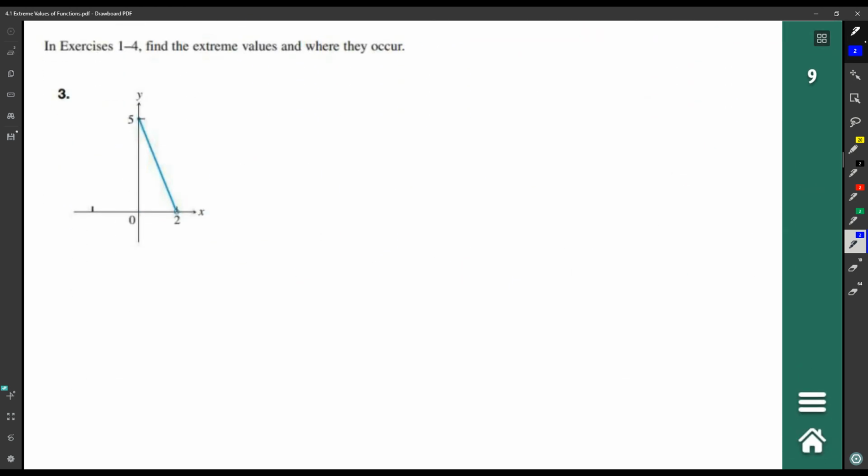Here is the next example. This is exercise 3 from your text. Find the extreme values. Bit of a blurry picture. I want you to see here, this is a closed dot at (0, 5), and then down to an open dot here at (2, 0). So looking at this graph, I see an absolute maximum, but I do not see an absolute minimum, because we can get closer and closer to 0 as the value of the function, but never actually hit it. So my answer here is just that there is an absolute maximum value. It is 5, and it occurs at x equals 0.